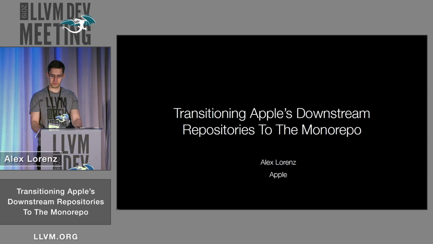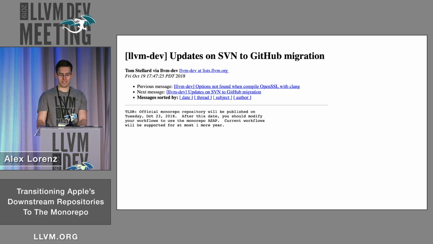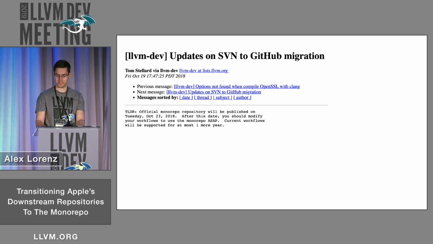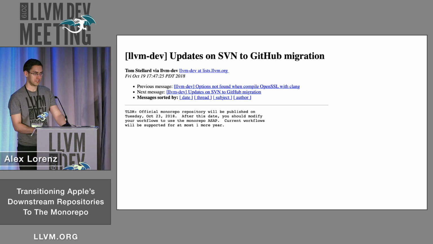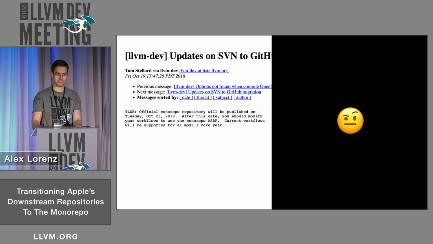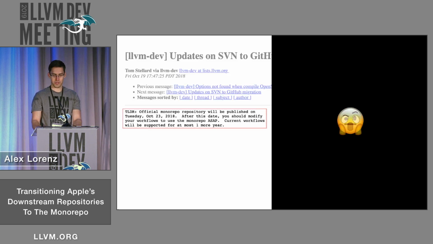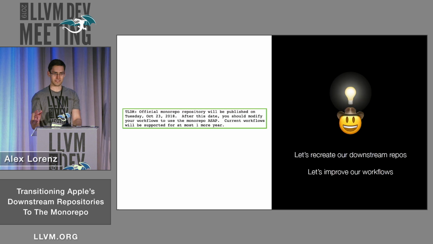About a year ago, Tom sent out an email informing the community that everyone has one year to migrate to the new Monorepo and update our existing workflows to account for the migration. After our initial confusion, we realized that we had a lot of work to do. And so we set out and started this conversion project by establishing two primary goals that we wanted to achieve.